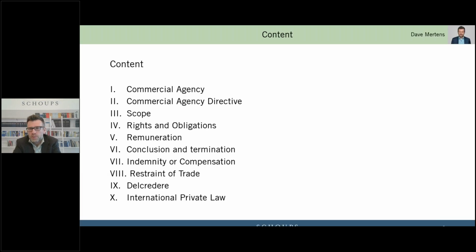And now for the topic itself. That was just a brief introduction. What I want to talk about today is international commercial agency contracts, and this is the menu for this afternoon.